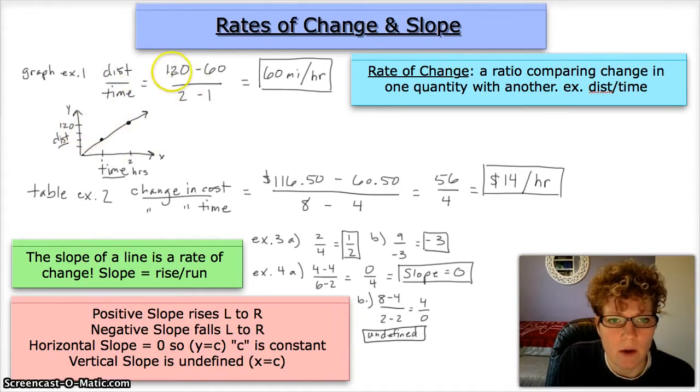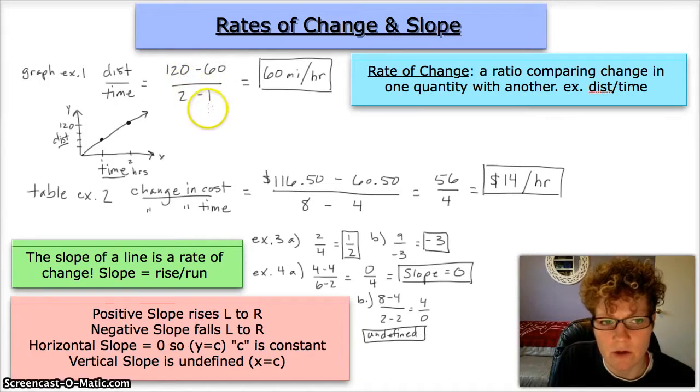The way we can find the rate of change is to go 120 minus 60. Notice I'm on the same axis here. I'm subtracting the distance from itself. So 120 minus 60, and then 2 hours minus 1 hour. So I'm subtracting the y values over the x values. I think I might have said that wrong. It's the y values over the x values.